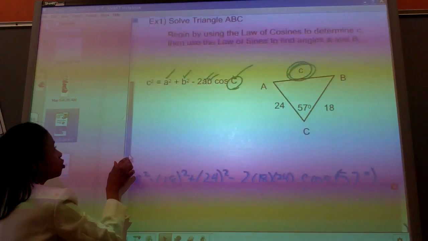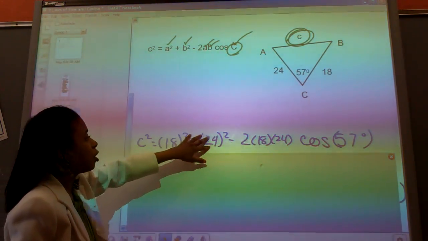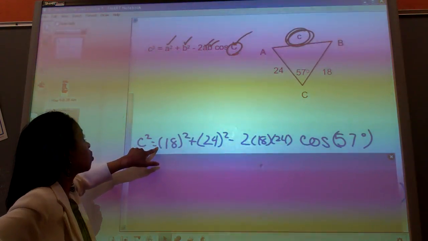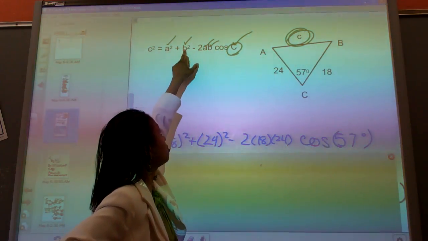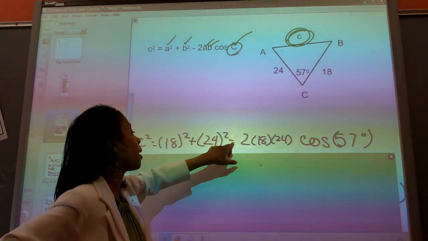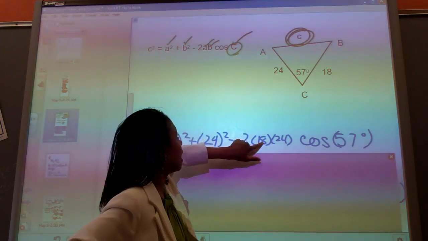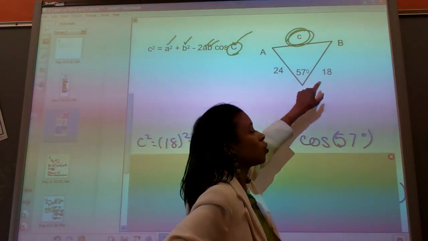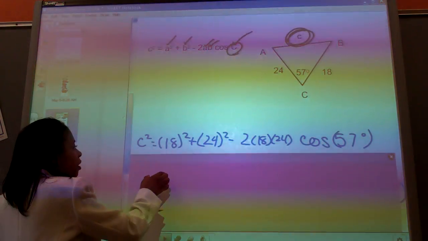All right, by substitution, now I'm coming in here and I'm going to say, I just wrote it down here because all this will get in the mess there. So I have C squared is equal to, our A value is 18 squared plus, by substitution, B is going to be 24 squared minus 2, which is brought down, times A, which is the 18, times B, times the cosine of 57 degrees, which is the angle C. Now all you do is just plug everything into your calculator.